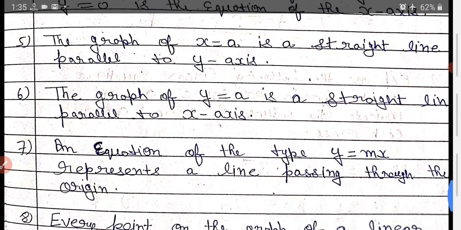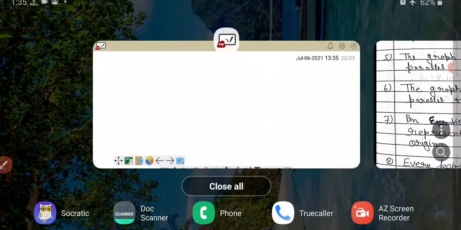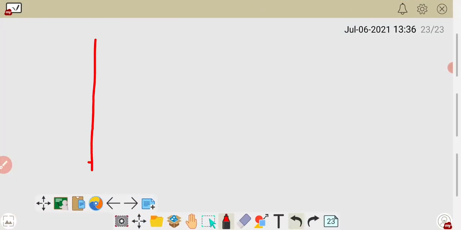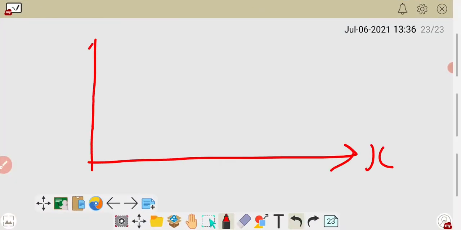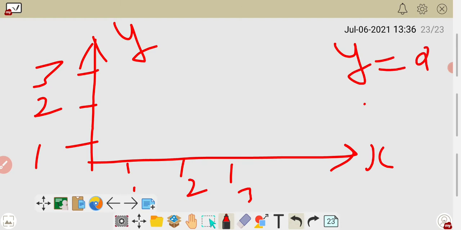The graph of the equation y equals a is a straight line parallel to the x-axis. Now take y equals a. I am taking the x-axis and then the y-axis, with 1, 2, 3 marked on each. Suppose for the value of a you take 2, so y equals 2.